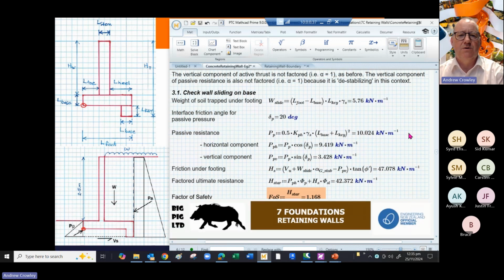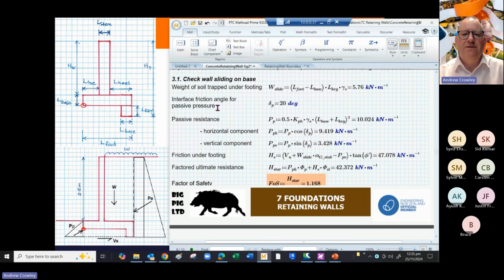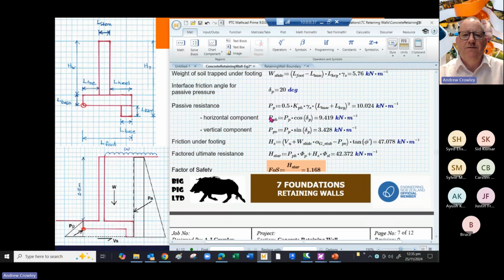So let's check the wall sliding on the base of the footing. So we work out what the weight of soil trapped under the footing is. We've taken our interface friction angle for passive pressure as 20 degrees. We've got our passive resistance Pp, that's that thing down here. That's 10. There's a horizontal and vertical component of that because it's at an angle. So our horizontal component is 9.4 and our vertical is 3.4.